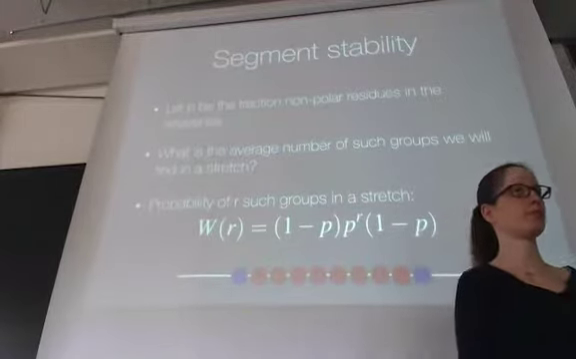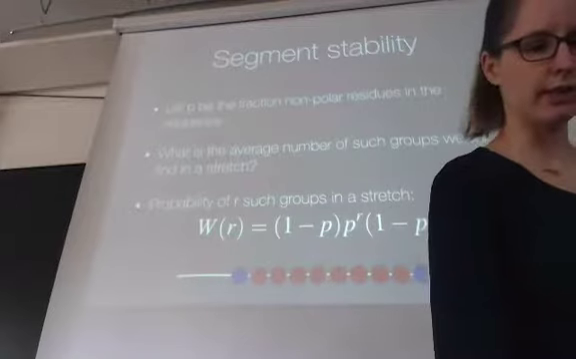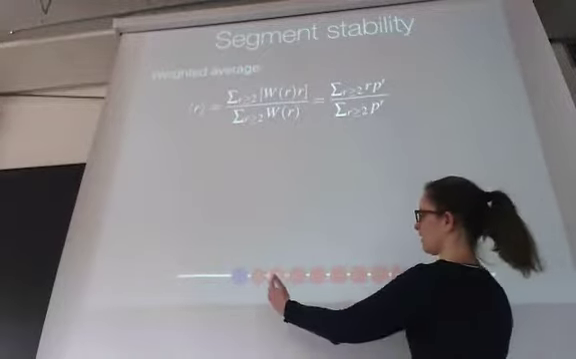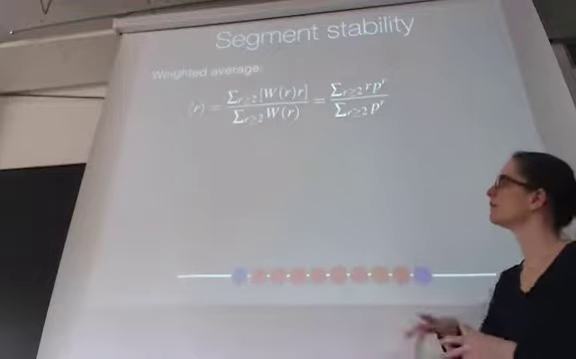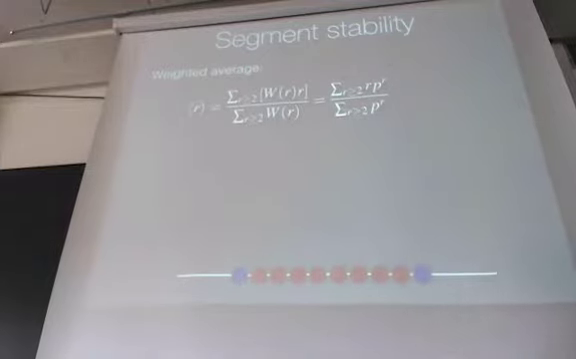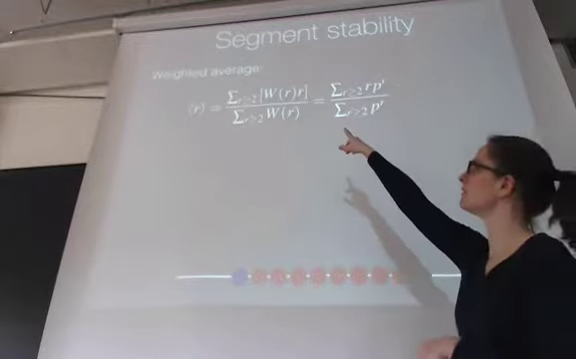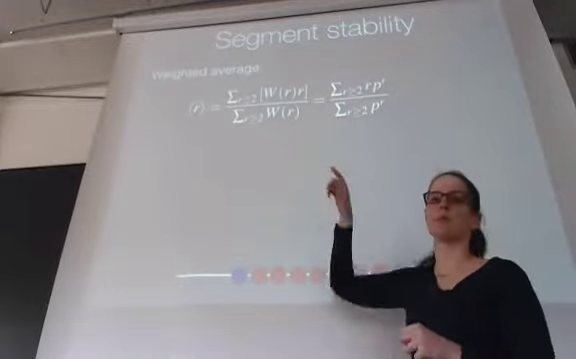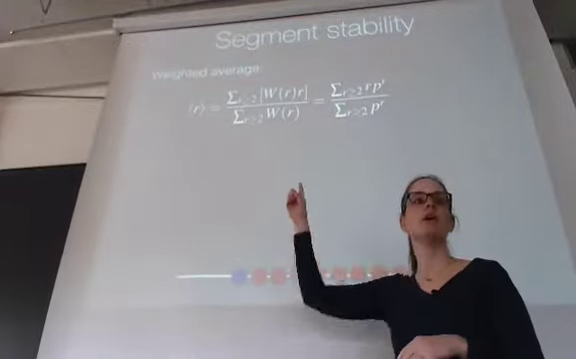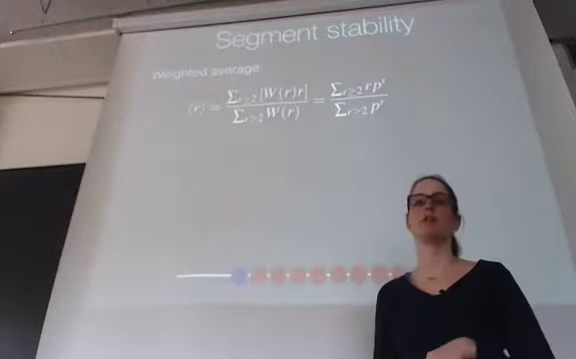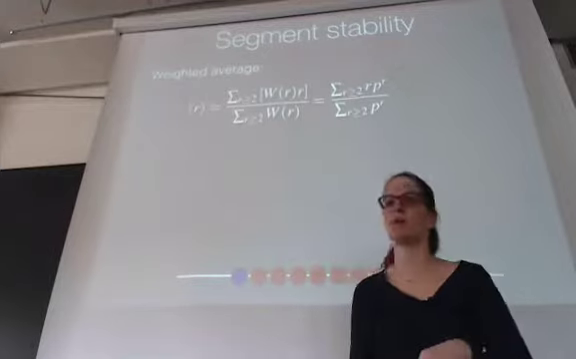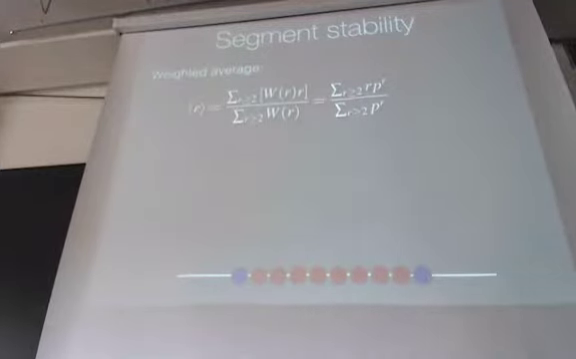You see that? Yeah? So this is our probability. And then we will calculate the average length of this happening. And to do this, you build a weighted average. So you take your probability, the W of R up here, times R, and you normalize this by all the possible probabilities. You recognize the formula of weighted average? Yes? Probability times property, all summed, divided by all the probabilities.